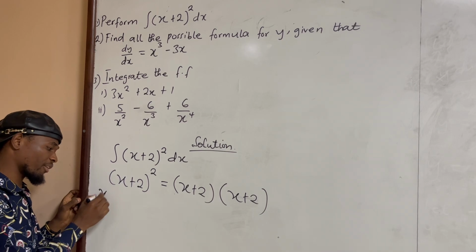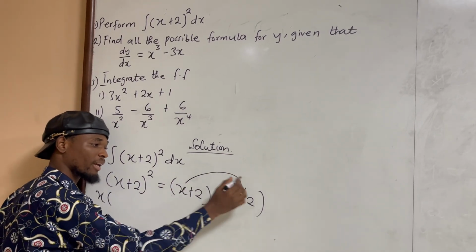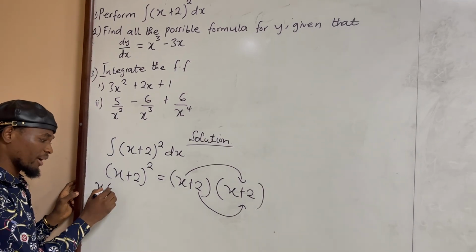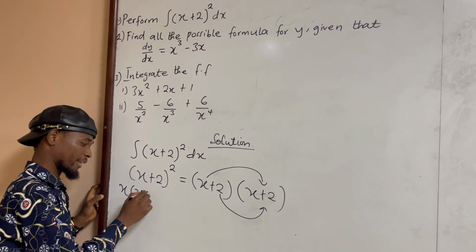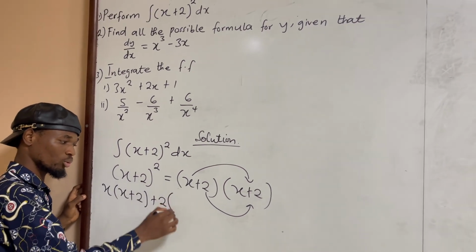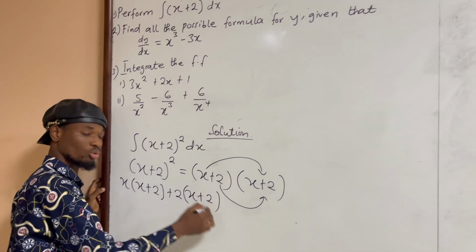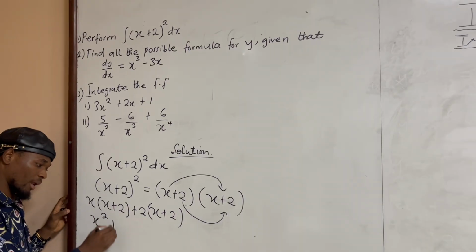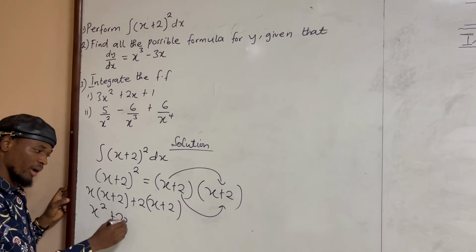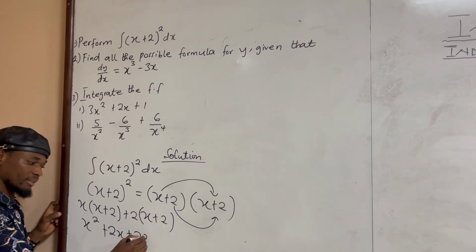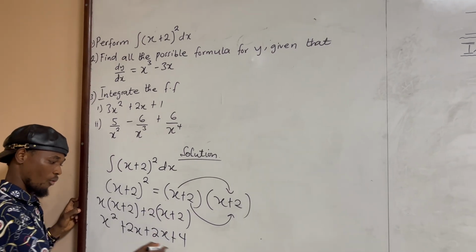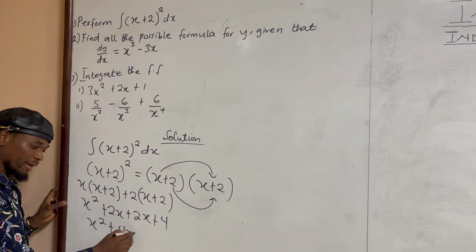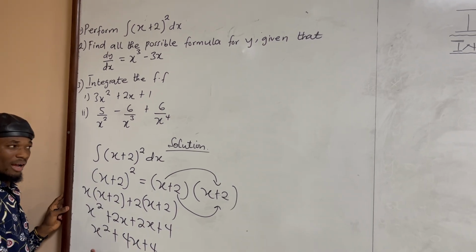And this is the same as x, so this x multiplies the whole expression, and the 2 also multiplies the whole expression. So I have x multiplying x plus 2, then plus 2 times x plus 2. So x times x gives x squared, plus 2x, plus 2x, then plus 4. So I have x squared plus 4x plus 4. As simple as that.